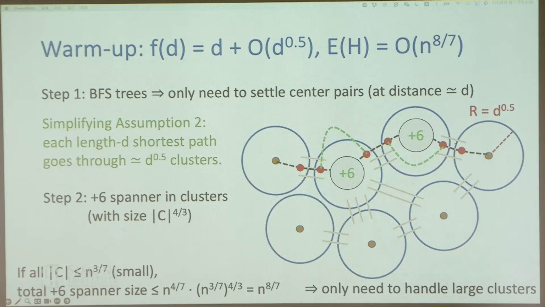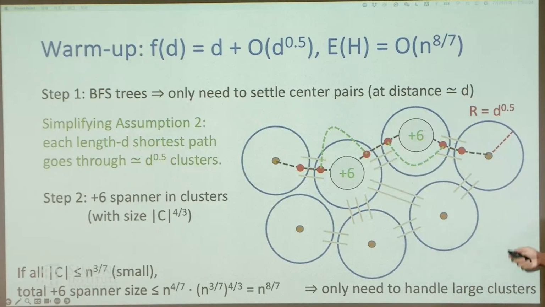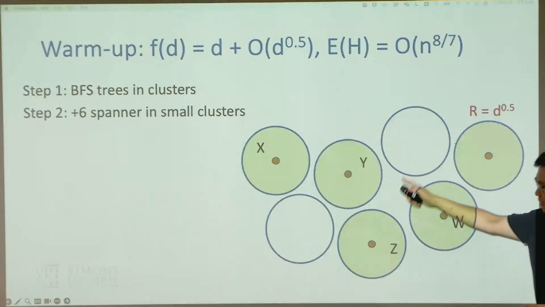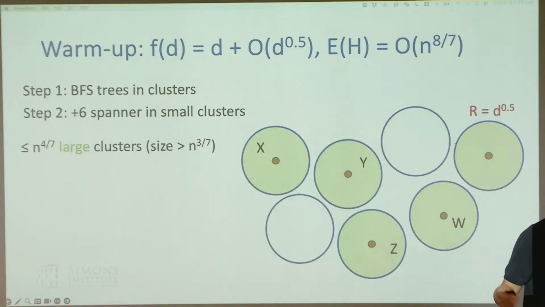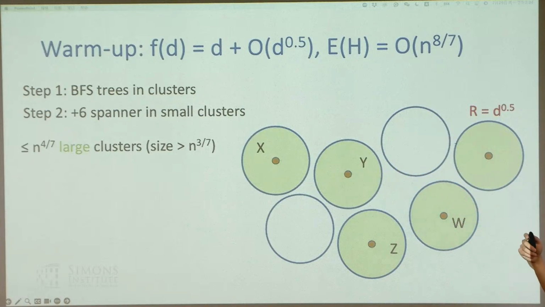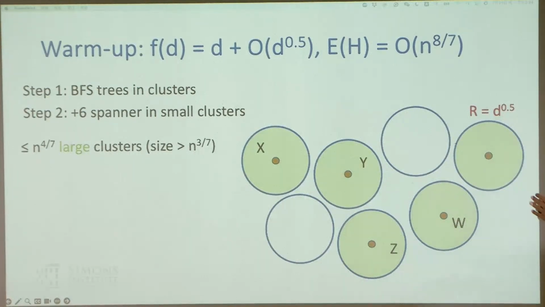So now we only need to handle large clusters. Small clusters are handled by +6 spanners inside them. Large clusters. Assume the green ones are large clusters. First, the size of a large cluster is larger than n to the 3/7, so the number of them cannot be too large, at most n to the 4/7. Previously we wanted to plant a +6 spanner inside each. But right now, as the size is large, the overhead we pay may be too large. So we don't want to do that.